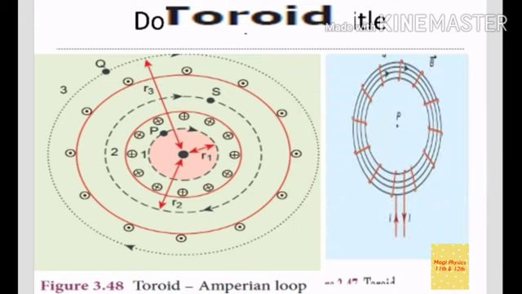Now look at the picture. From the picture it is understood that we can see the open space interior to the toroid. In that space let us consider a point P. At this point, what will be the magnetic field that we are going to calculate? Let us do that. In order to calculate the magnetic field at point P, which is BP, let us consider an Amperian loop of radius R1.